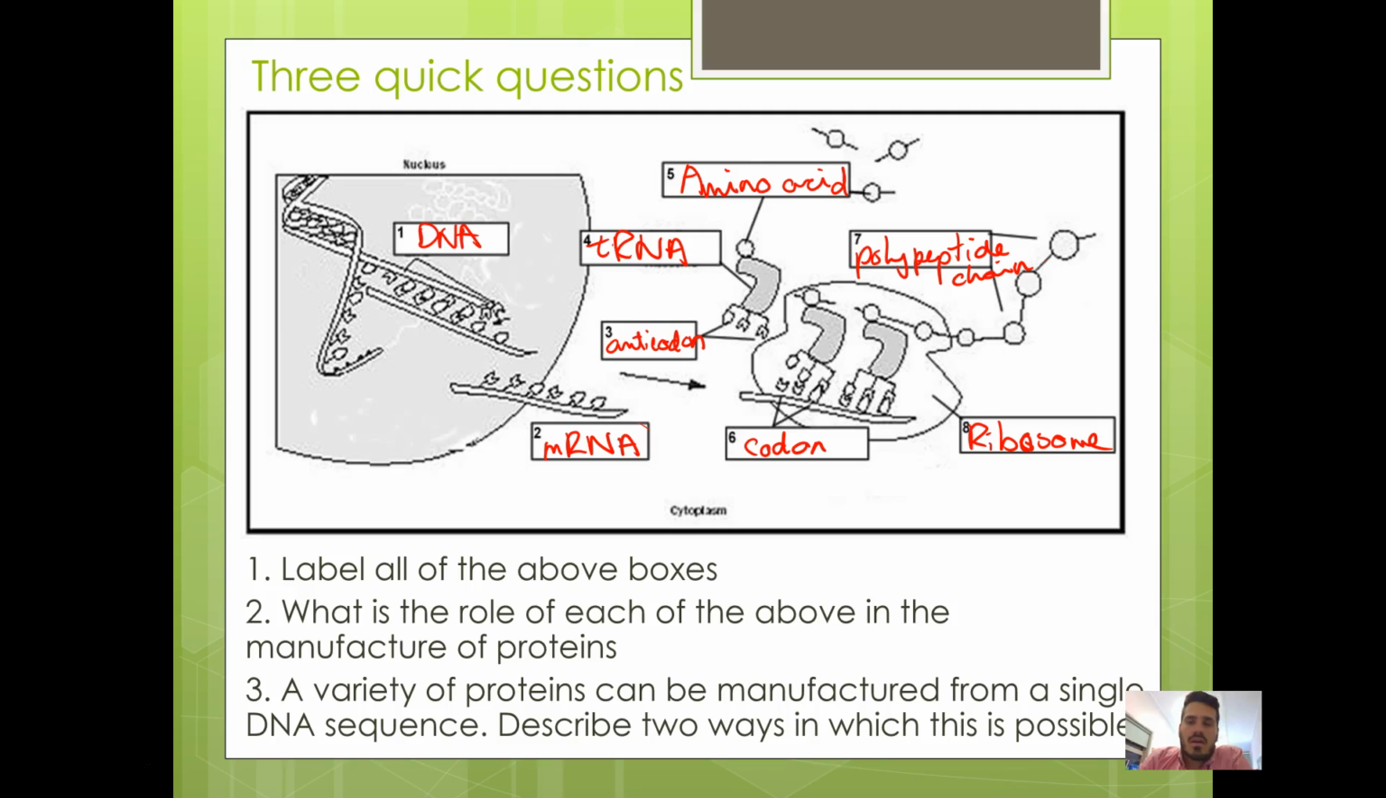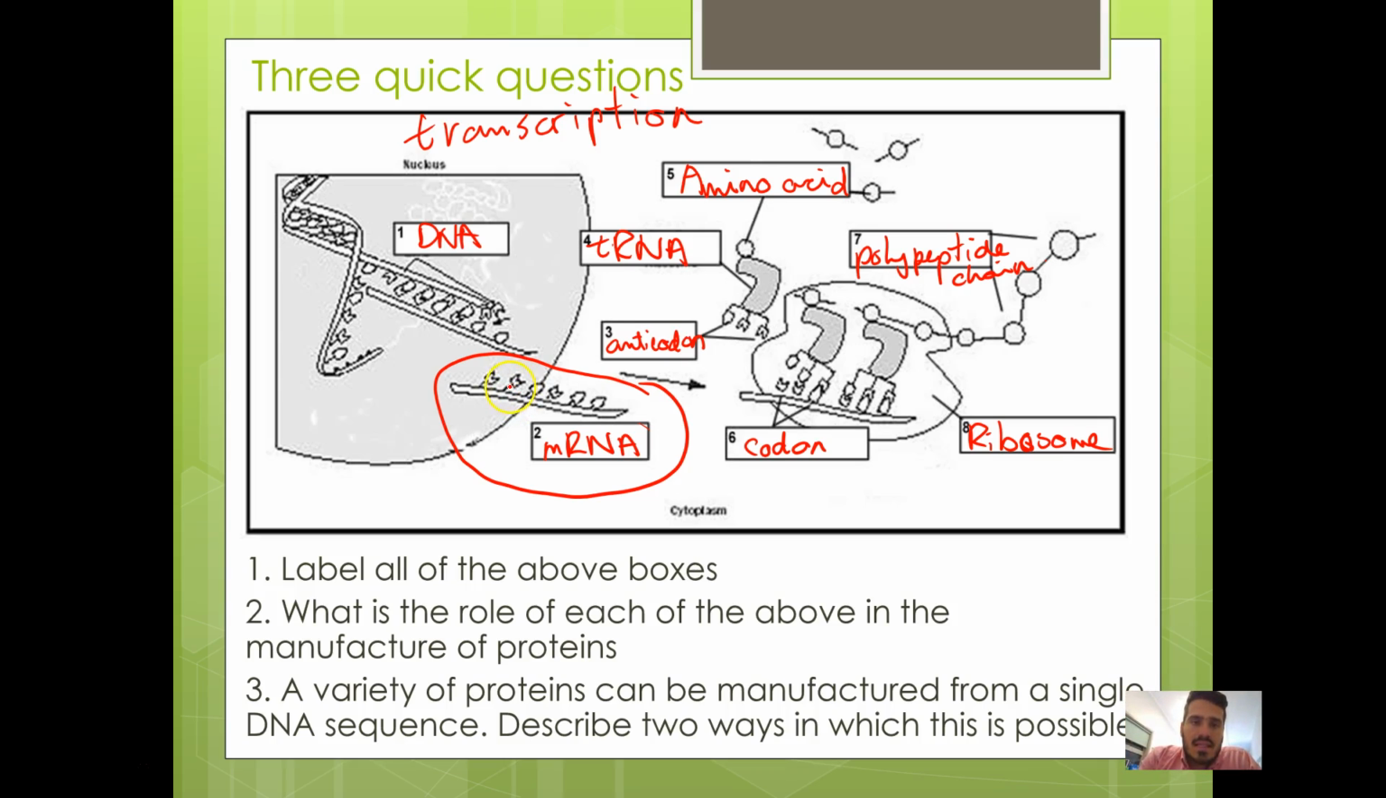Okay. So here we have: a variety of proteins can be manufactured from a single DNA sequence. Describe 2 ways in which this is possible. All right. So the 2 ways are, if this is transcription, we can have post-transcriptional modifications. So that's modifications to this molecule, the mRNA, in the process of going from pre-mRNA to mature mRNA. All right, it can go through the splicing process.